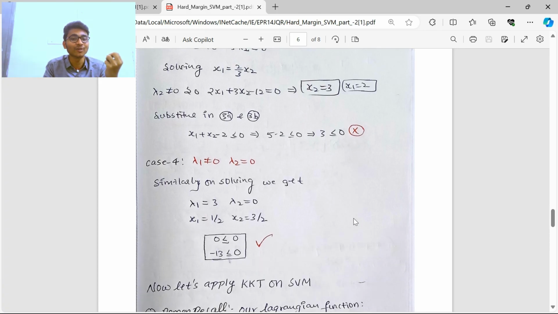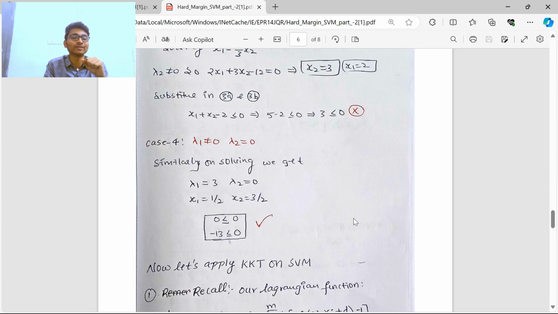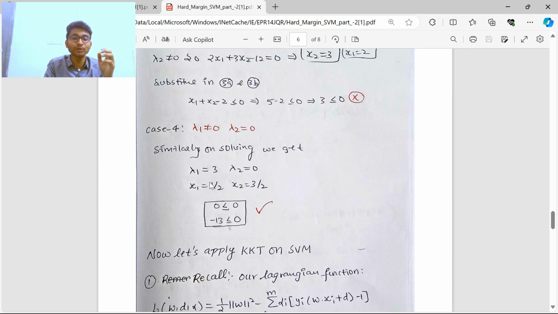Now the case 4, lambda 1 not equal to 0, lambda 2 is not equal to 0. On solving, we get lambda 1 equal to 3. Solve this, guys. This is homework for you. Lambda 1 equal to 3, x1 and x2. We got this. And on substituting the x1, x2 in 3 and 3b, see, conditions are satisfied. Means we got the optimum values.